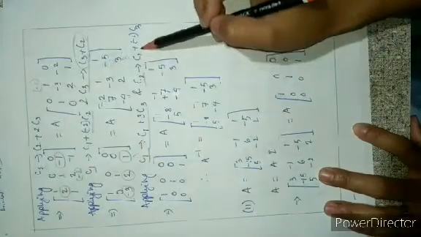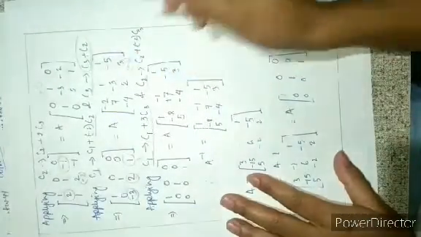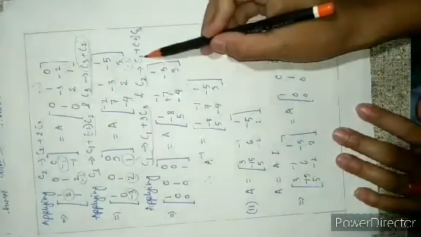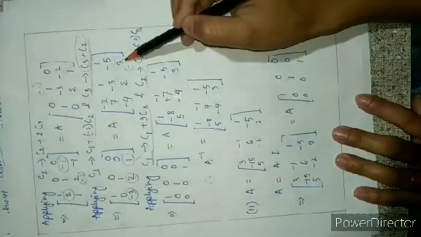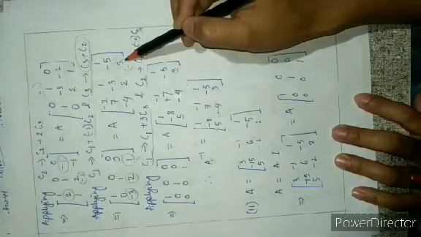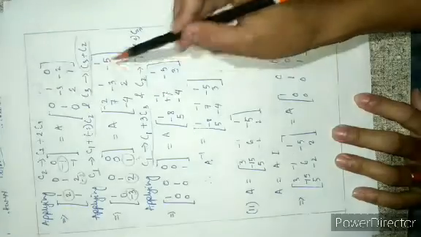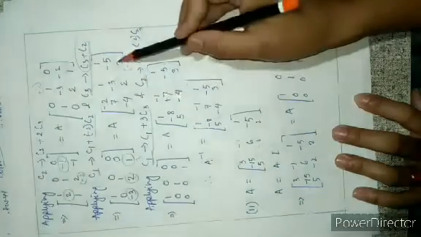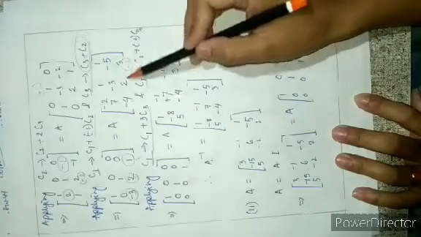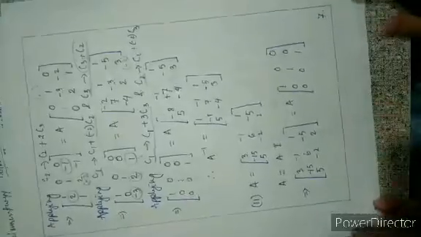Then for the second row, elements of C3 should be multiplied by minus 2, and adding to the corresponding elements of the second column. 1 into minus 2 is minus 2. Minus 2 plus 1 is equal to minus 1. Minus 5 into minus 2 is 10. 10 plus 3 is plus 7. 3 into minus 2 is minus 6. Minus 6 plus 2 is minus 4. Write all the elements of the third column.